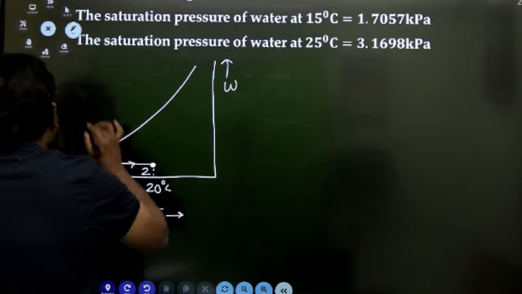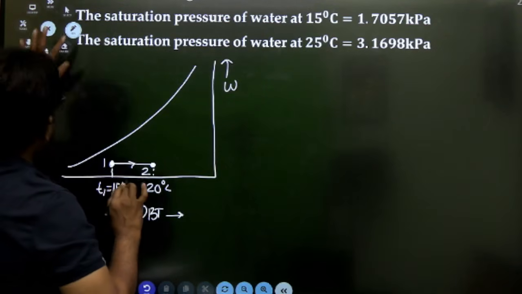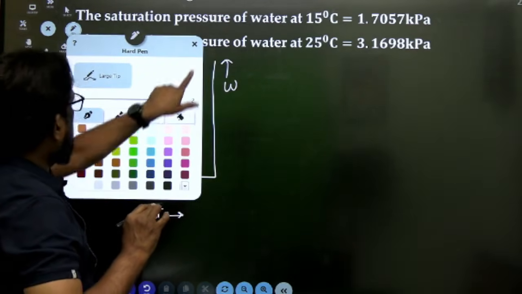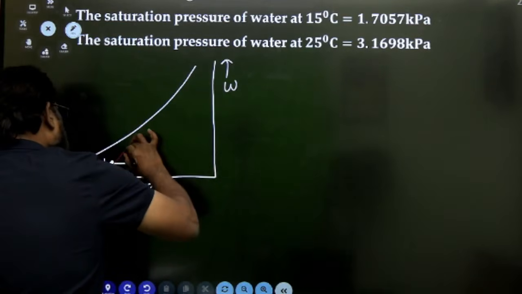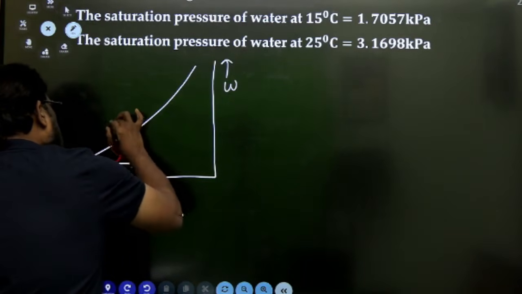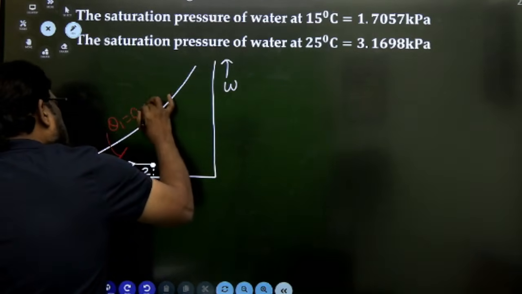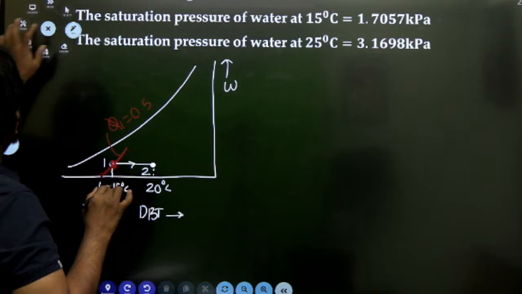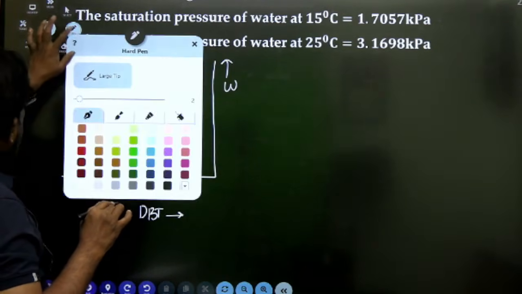Here the relative humidity. Wait a second, I will change the color, sir. I think I like this color. Okay, never mind. This relative humidity here is 0.1. This is given as 50%, I think. Let me see, sir.